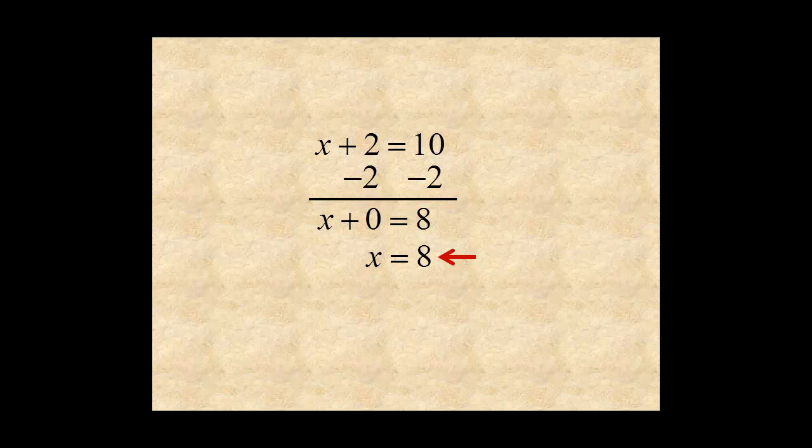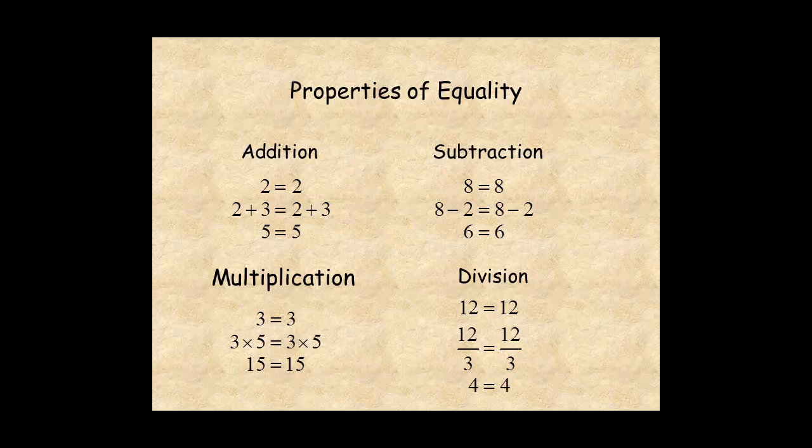Subtracting 2 from both sides of the equation is an example of one of the properties of equality. The properties of equality say that if you perform the same operation on both sides of an equation, it remains true. For the addition property, the example starts with 2 equals 2, which is a true statement. When you add 3 to both sides, you get 5 equals 5, which is still true. Notice that if you add 3 to one side and 4 to the other side, the equation becomes false.